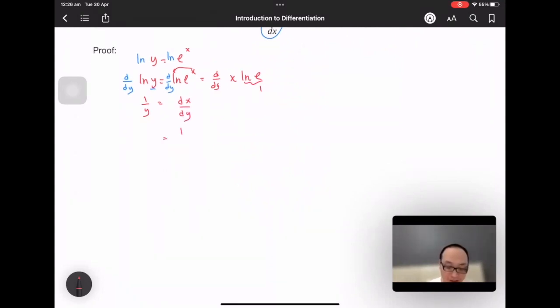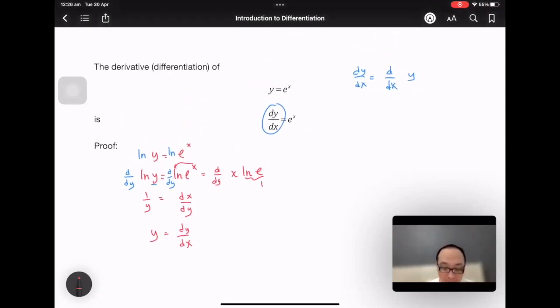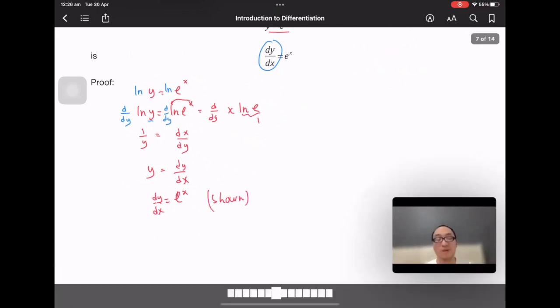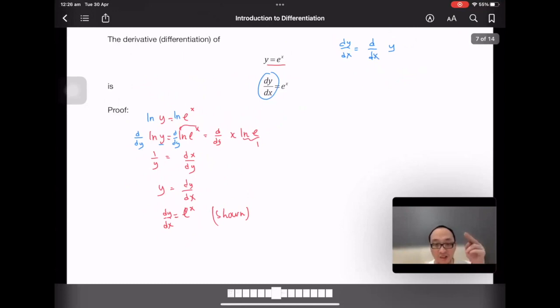So now if I have dy over dx, I can just switch the position. It equals y, and y equals dx. So that means dy over dx will be equal to e to the power of x. So shown. If you have e to the power of x and you differentiate it, it will be the same as e to the power of x.